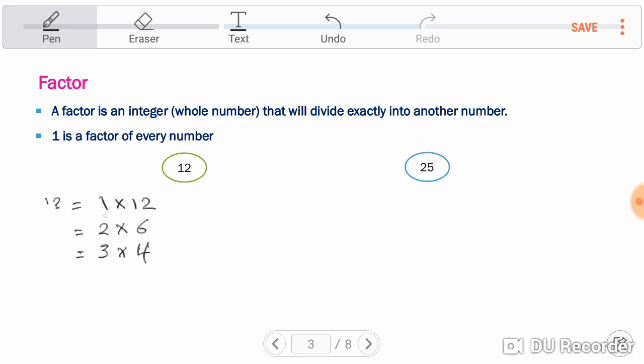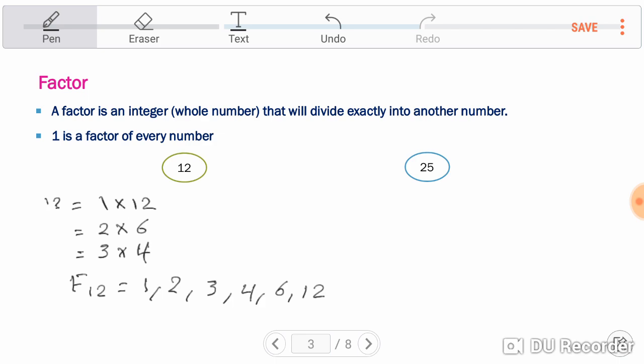طيب, هنا بنقول ان ال 2 هنا divides into 12 exactly 6 times. ال 1 divides into 12 exactly 12 times. 3 divides into 12 exactly 4 times. يبقى factors of 12. So factors of 12 equal 1, 2, 3, 4, 6 and 12.